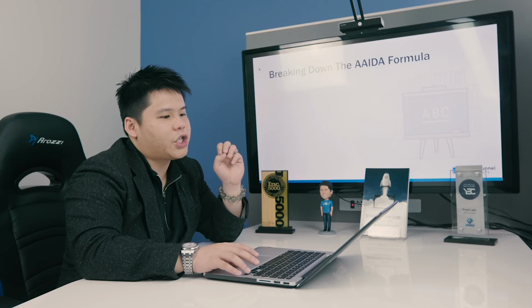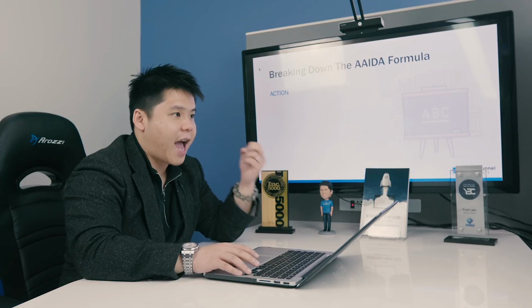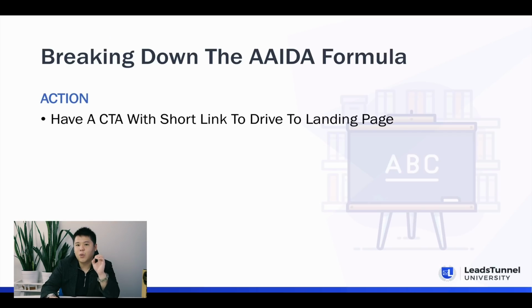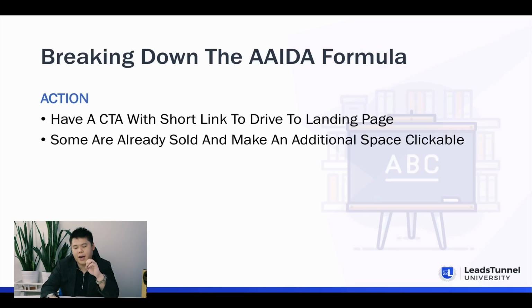Now that you got their attention, the next step is to actually have an action. Because right now, we still have enough space before the see more button. What we can do is quickly have a call to action with a short link to drive to the landing page. Some people are already sold with just your hook, which I know for a fact that my hook already pre-sold that person. They can actually click on the link and move on.